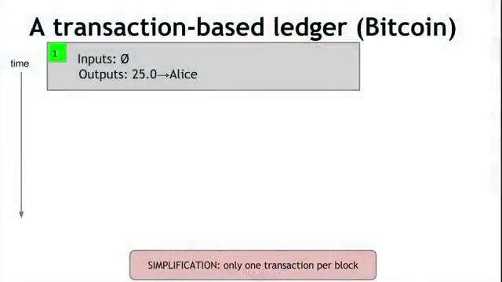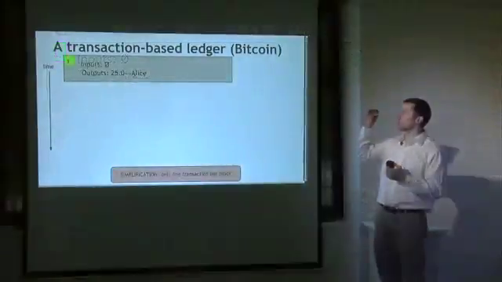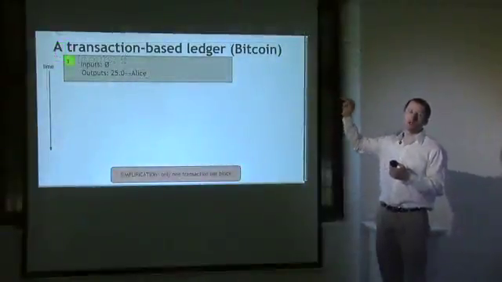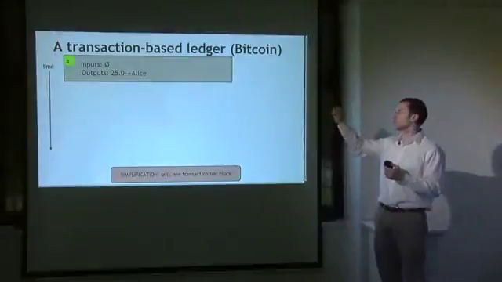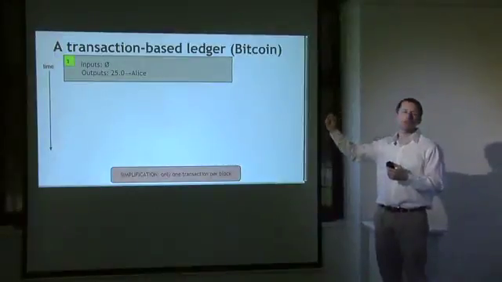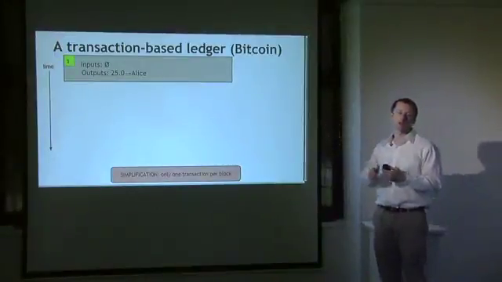Instead, Bitcoin uses a ledger that just keeps track of transactions. So how does that work? So this is a transaction-based ledger which is very close to Bitcoin. So now transactions explicitly specify a number of inputs and a number of outputs. And transactions also each have a unique identifier. So we'll start with transaction 1, which has no inputs because this is new currency being created, and an output of 25 coins going to Alice.